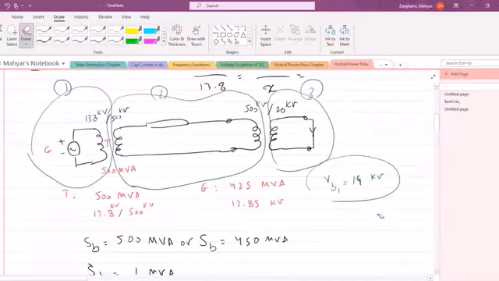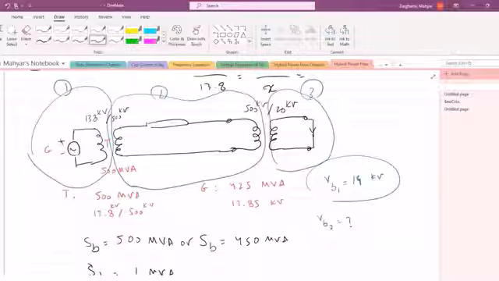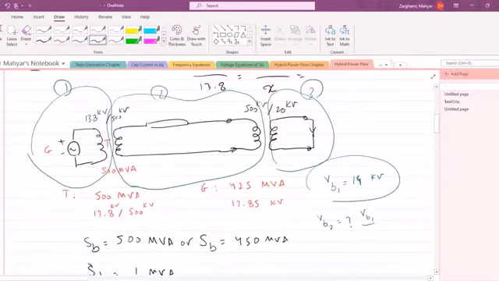Now, once you have chosen that V base on one side of your system, and it is an arbitrary number, then you move around the rest of your system, and the base voltage for the rest of the system should be determined based on the turns ratios of the transformers as you are traveling through it. Once I choose the voltage base in zone 1 to be 14 kilovolts, then in zone 2, what should be the voltage base? It should be consistent with the turns ratio of the transformer. So V base 1 over V base 2 should be the same as 13.8 over 500.